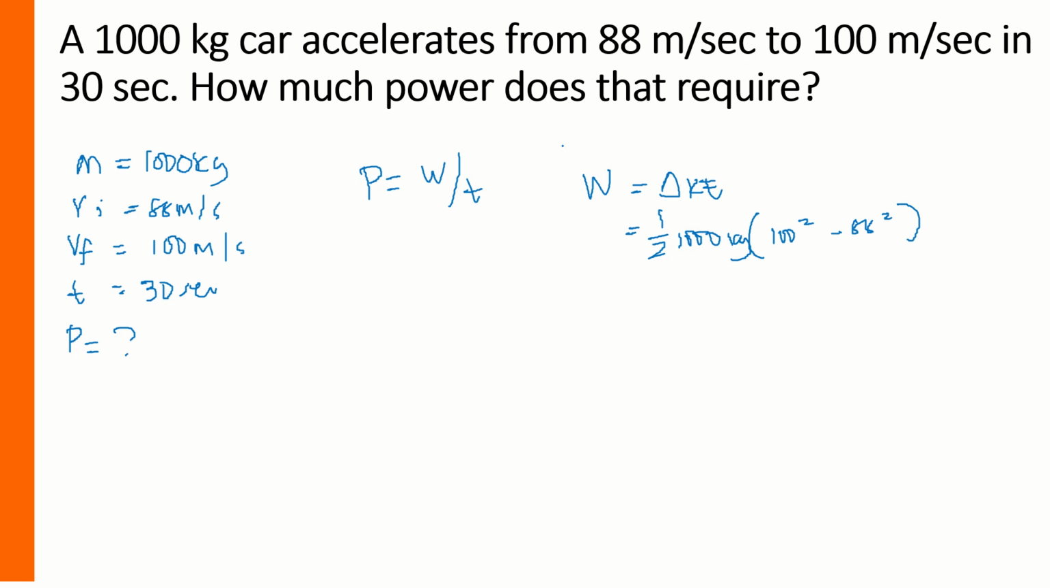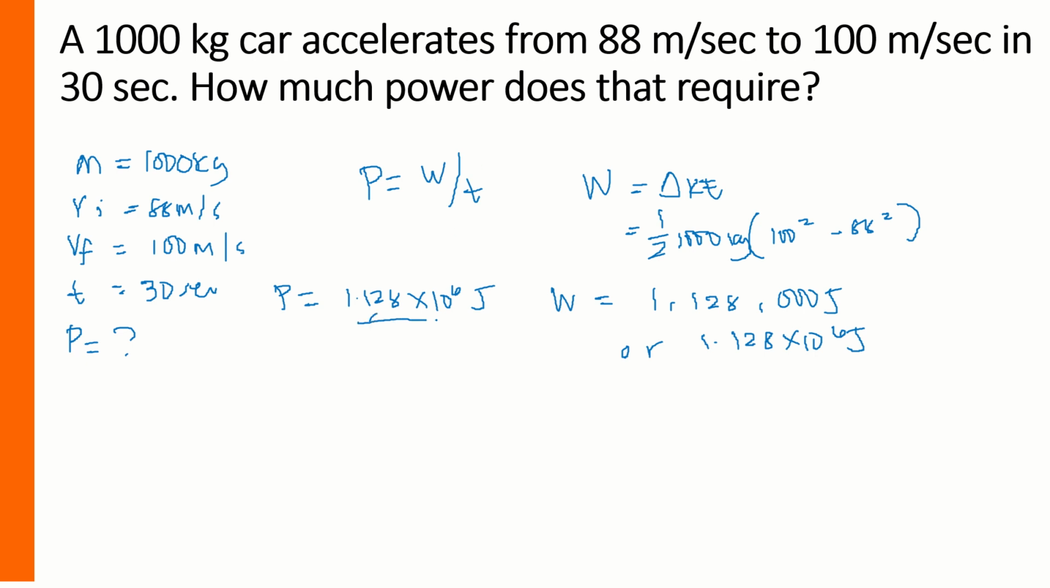So, ang lalabas pong value natin ay, ilagay natin yung lahat. Work is equivalent to 1,128,000 joules or 1.128 times 10 raised to 6 joules. So, that is your work done. So, power is equivalent to 1.128 times 10 raised to 6 joules or 1,128,000 is just the same, divided by 30 seconds, which is your time.